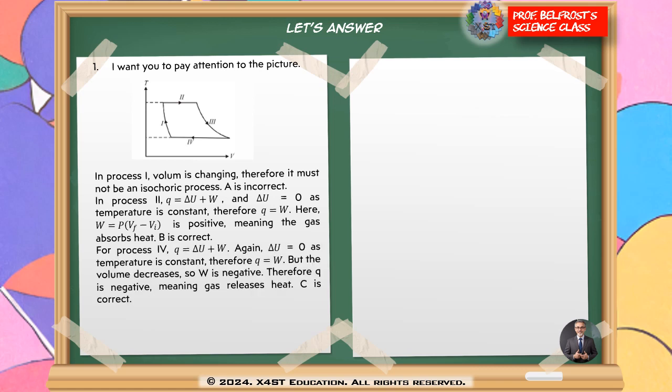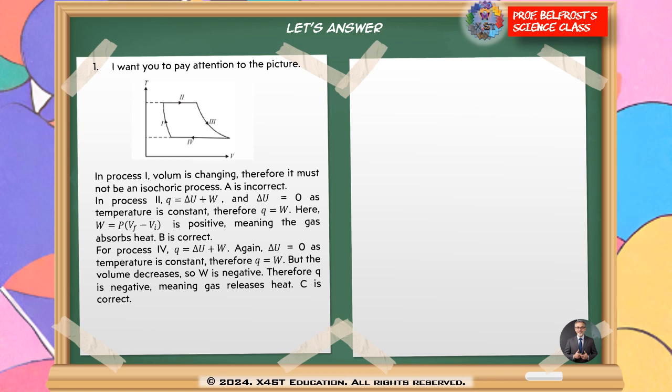How about process number 4? Actually, process number 4 is just the reverse, the opposite of process number 2. So we know that the process 2 statement is correct, then the process 4 statement must be correct. It's just the opposite. When one absorbs, the other releases. So C is also correct.